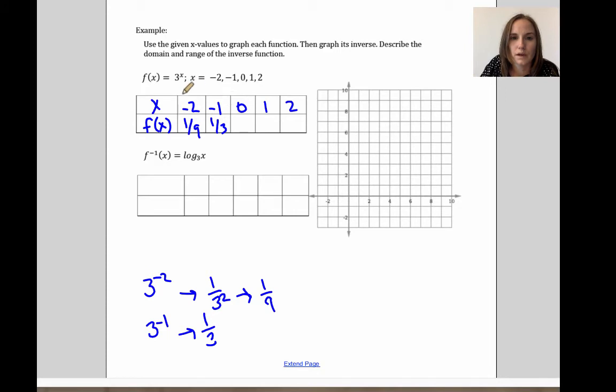At 0, any number to the 0 power is 1. 3 to the first power is 3. And 3 squared is 9. So I'm going to graph that.